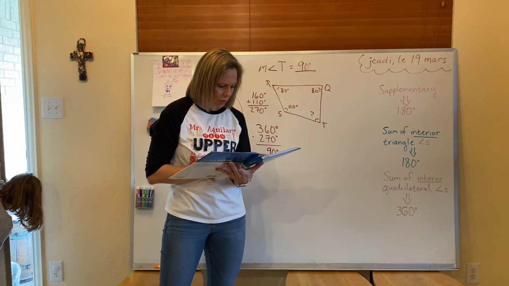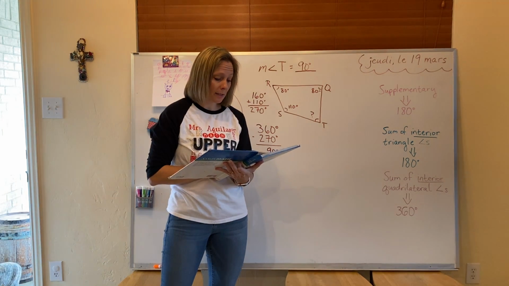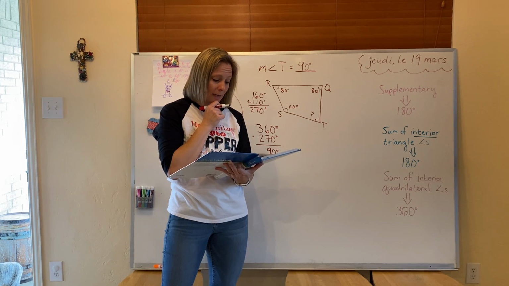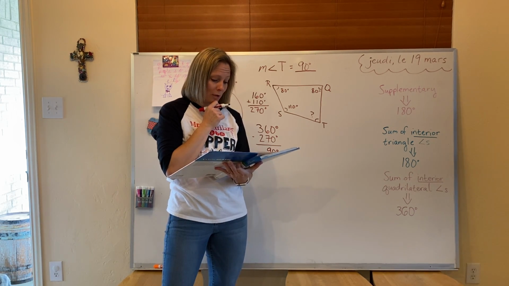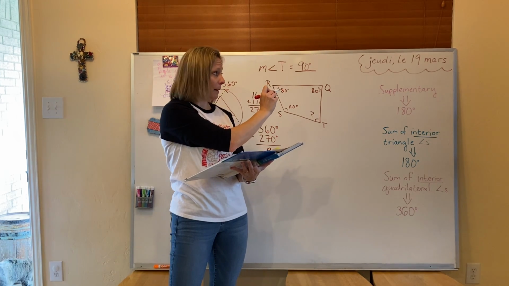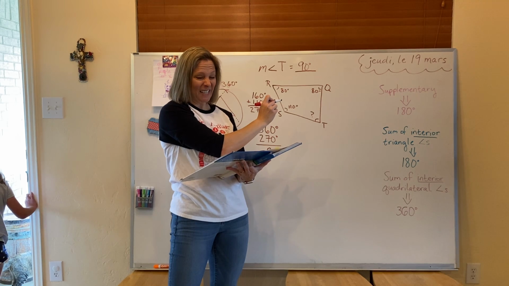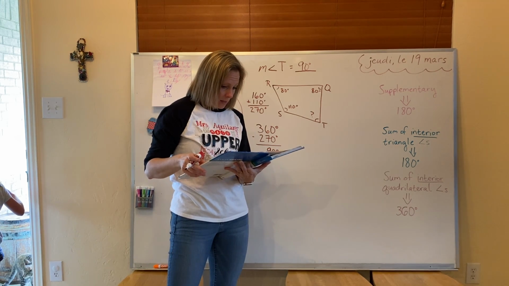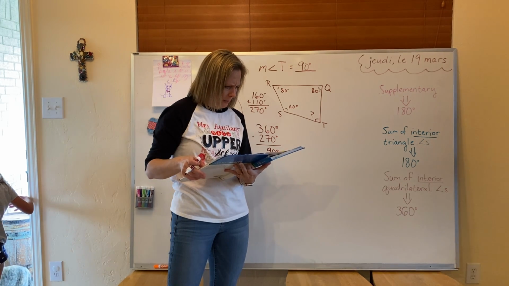24 asks us to find the measure of angle A, and it also asks us to find an exterior angle measurement using the supplementary angle or the supplementary measure rule, okay? Remember the supplementary measure. And that looks like it from this lesson.